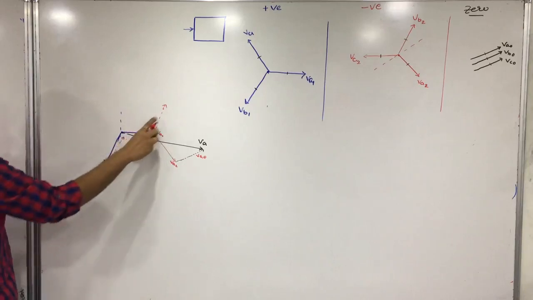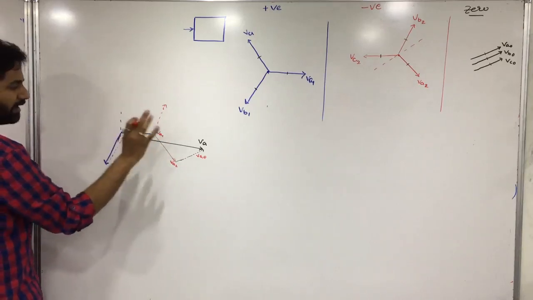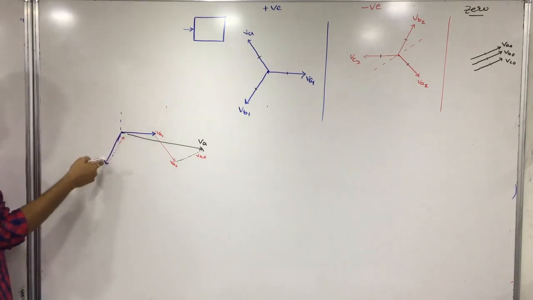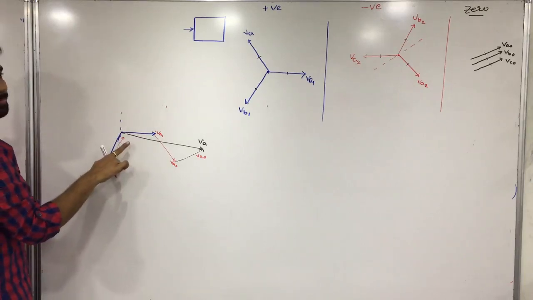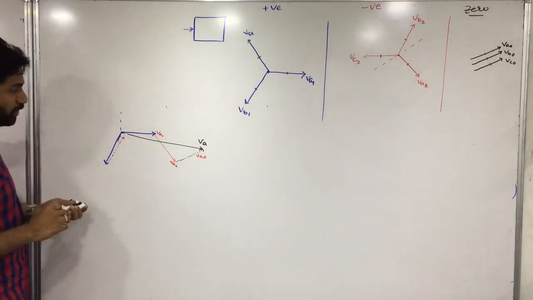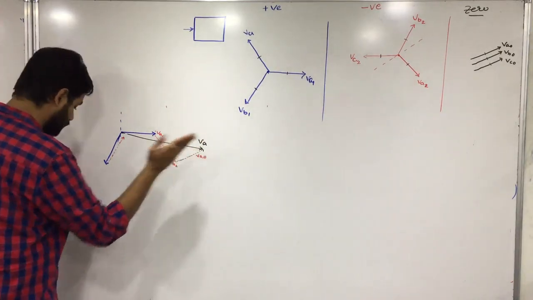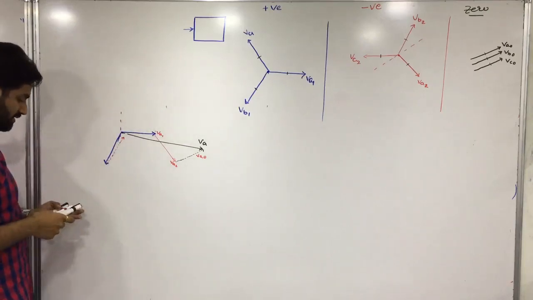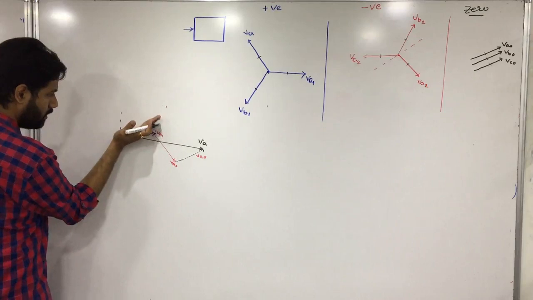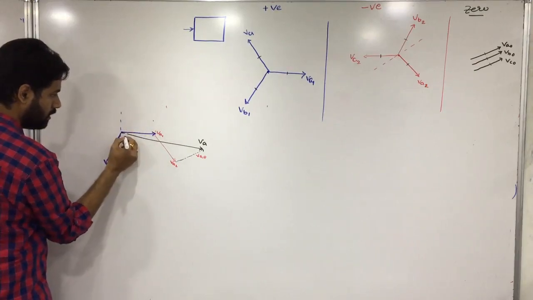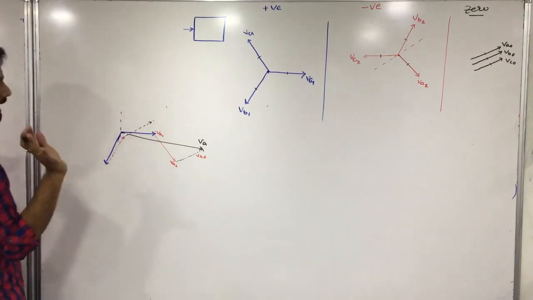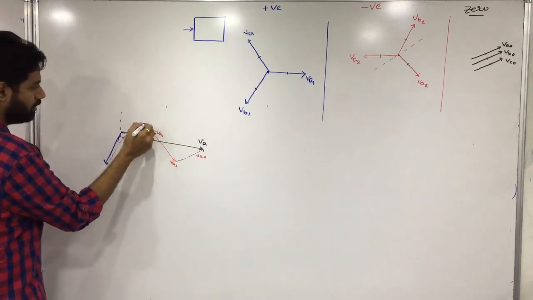Exactly parallel, a little bit off, but fine. Is this clear? Fine. So this is VB1, this is VB2. Now VB0 is parallel to this same. So let's see. It's parallel, almost parallel.